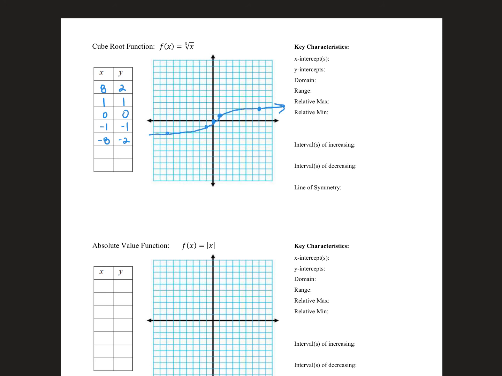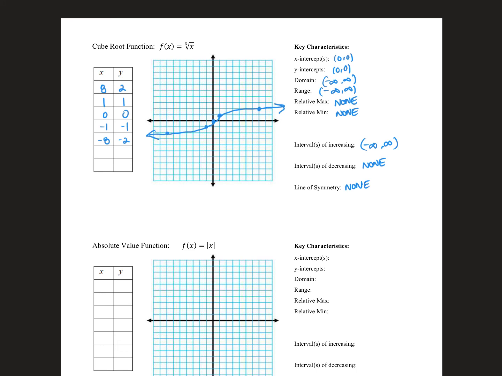And there is my cube root function. X-intercept is still 0, 0. Same with the y-intercept. Domain, -infinity to infinity. Same with the range. Relative max and mins, there are none. Interval of increasing, so from left to right. It's always increasing, it's never decreasing. And there is no line of symmetry.